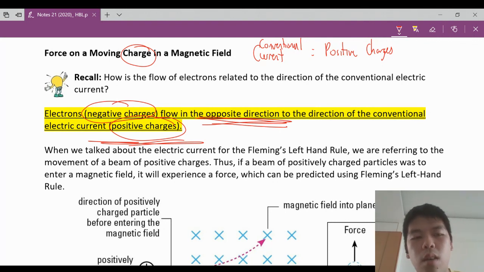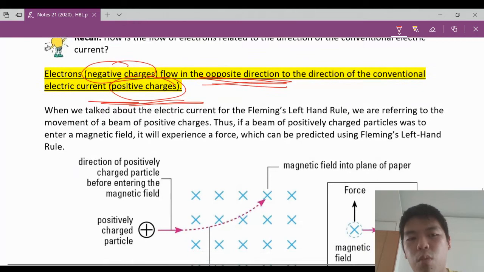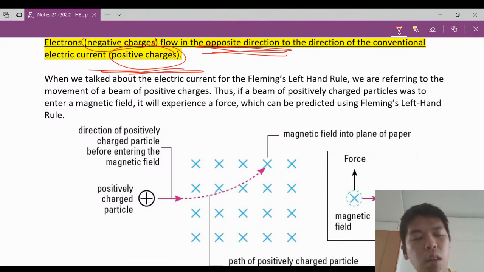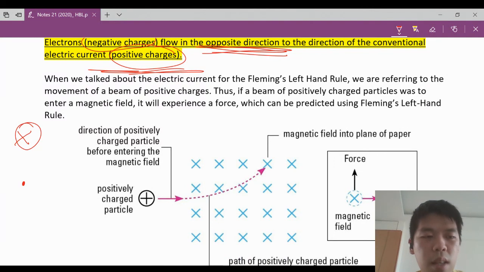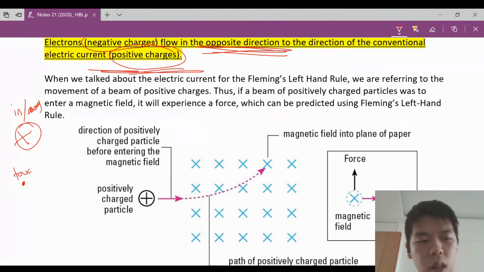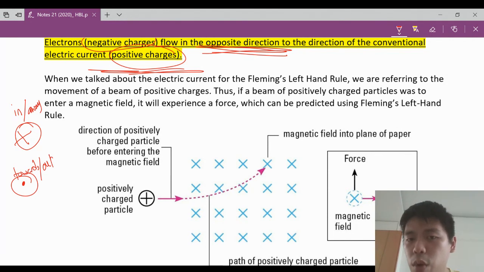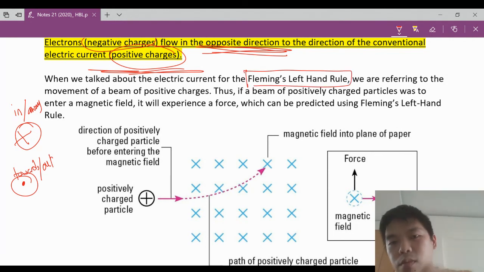Let's recall previously when we talked about flowing in and out of the paper. When we have a cross, it means that it's going in or away. When there is a dot, it means it's coming towards or out. So let's clarify that first. We will use Fleming's left hand rule here, and let's see how they actually behave.